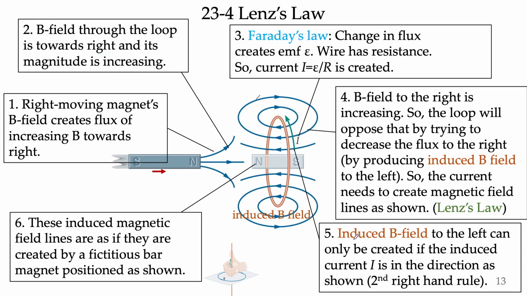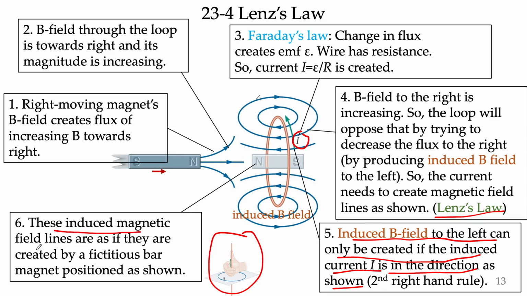So an induced magnetic field to the left can only be created if the induced current I, which is this one, is in the direction shown here, which I just mentioned. Again, we use the second right-hand rule to find the direction. It's basically Lenz's law which tells us the direction. And these are the induced magnetic field lines.